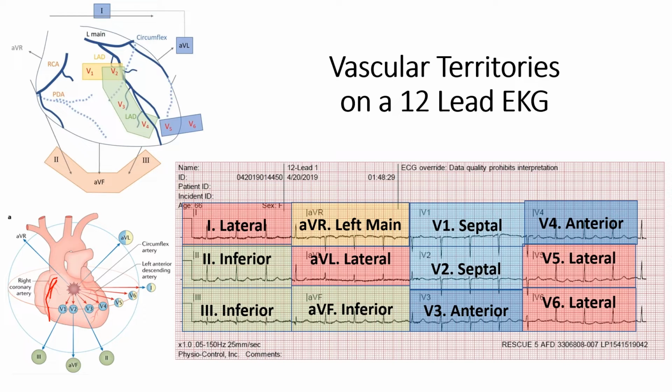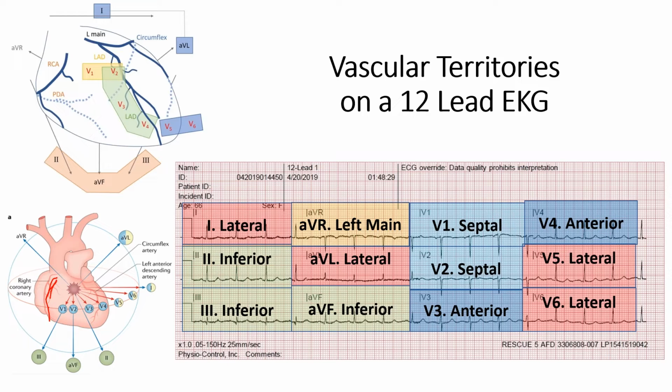Lead 1 and AVL are looking a little bit higher. And then you move over, I kind of see this as the right side of the heart and the left side of the heart. So as you move over to V1, V2, V3 through V6, again, you're kind of looking at that left anterior descending artery.